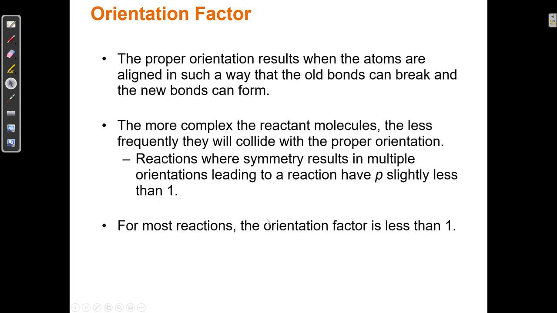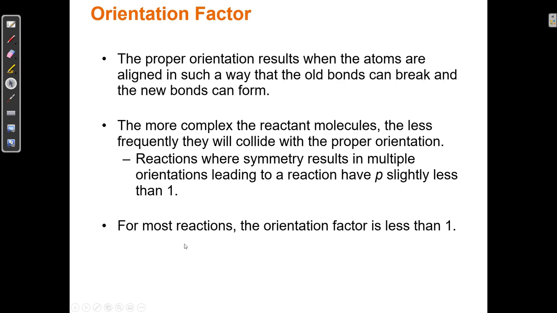So the proper orientation results when the atoms are aligned in such a way that the old bonds can break and the new bonds can form. And as we've seen, that might be a pretty specific geometry, a specific orientation. The more complex the reactant molecules, the less frequently they will collide with the proper orientation. Reactions where symmetry results in multiple orientations leading to a reaction have P slightly less than one. That just means when there are several possible ways in which the particles can successfully collide with the appropriate orientation because of symmetry, then P is going to approach one also. It's going to be fairly high.